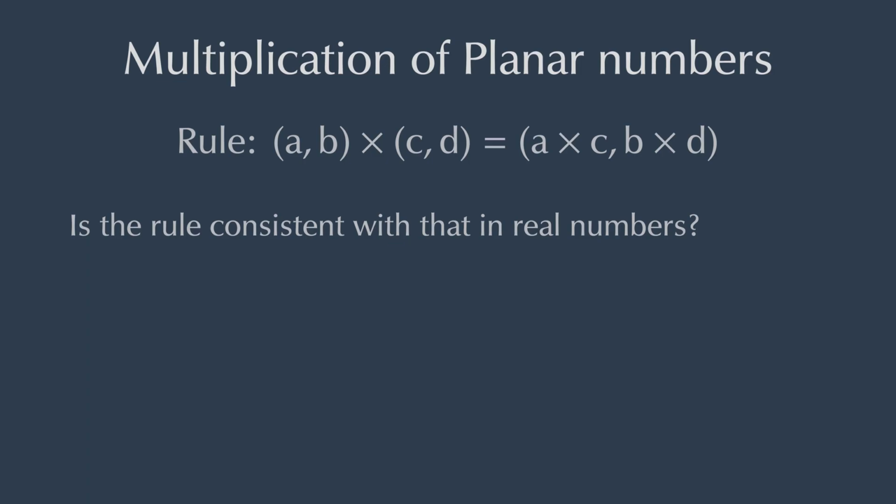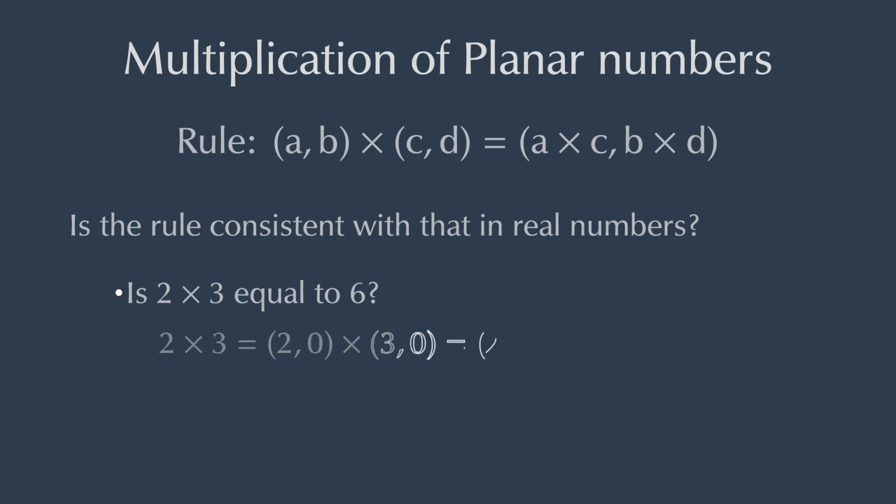Number 1. When multiplying two real numbers using the above rule, would we get the same answer as what we know already? Let us try it on 2 and 3. That is, (2, 0) and (3, 0). Indeed, we get what we expect.